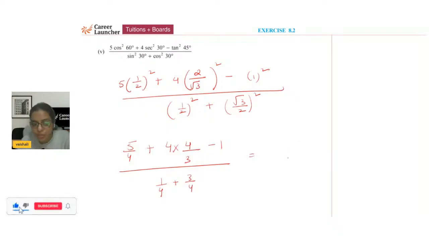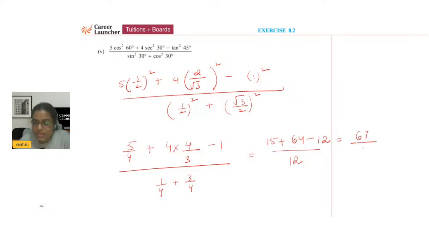In the case of the numerator, you can take the LCM. So this will be 5 into 3, 15, plus 16 into 4, which will be 64, and minus 12. So this is what the value will look like. And if you simplify this, you will get 67 divided by 12. So this is the answer in fractions. Right? So this is also done.